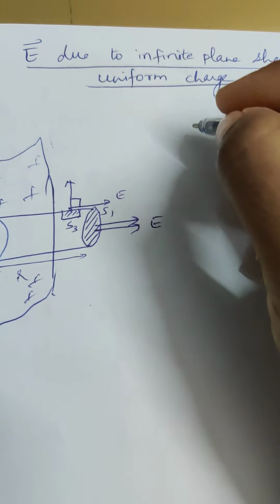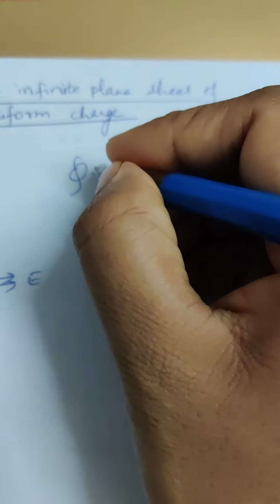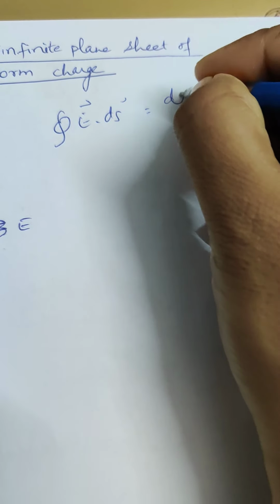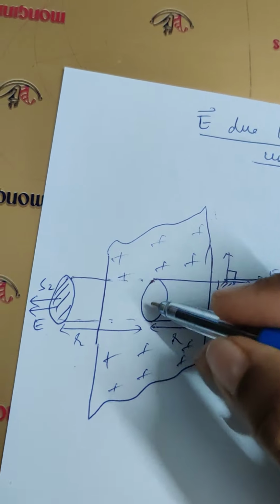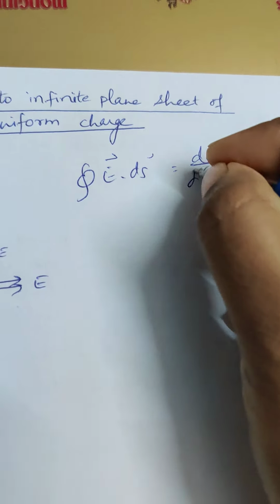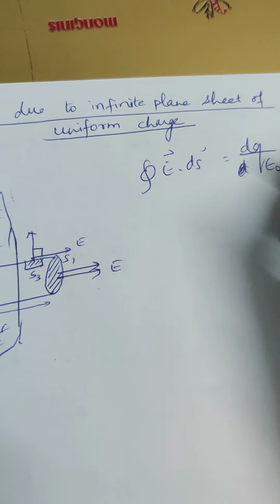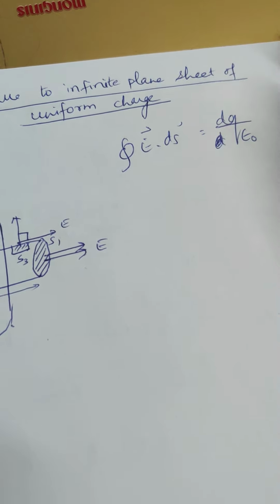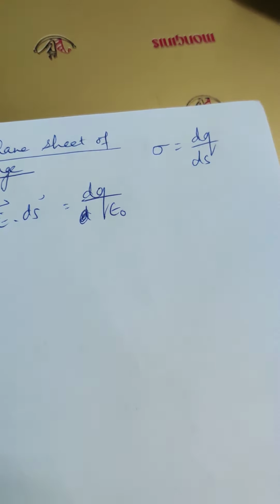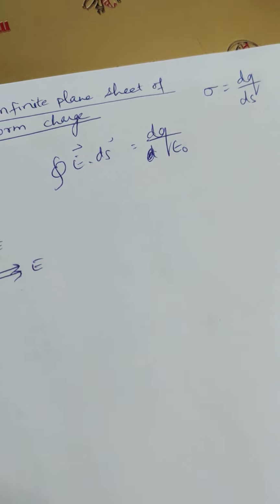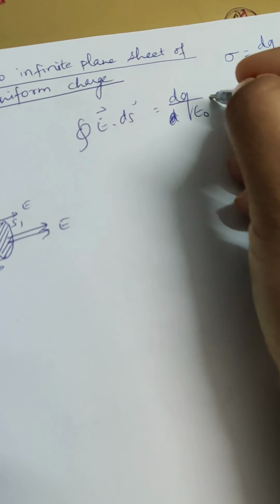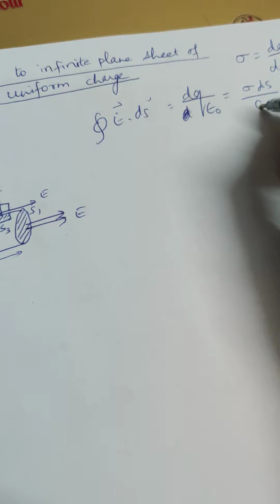Okay, so now let's apply Gauss law. So it is the closed integral of E dot ds equal to q by epsilon naught. Suppose the small charge on this is dq, and this area is ds. So it will be dq by epsilon naught. And because it is a uniformly charged sheet, sigma will be equal to dq by ds. So dq can be written as sigma ds. So I'll replace this dq by sigma ds upon epsilon naught.